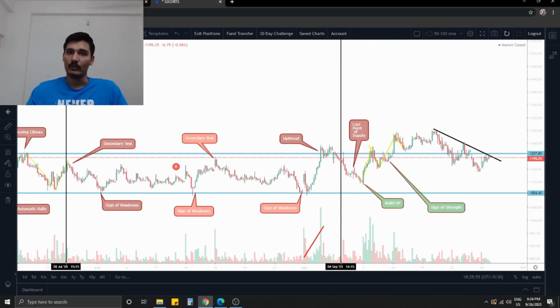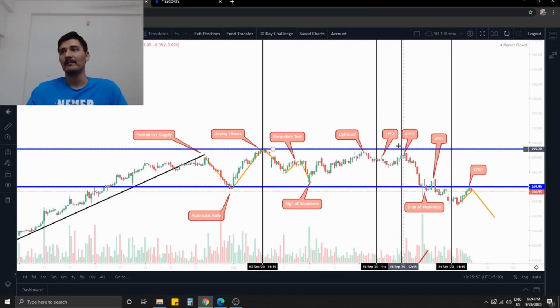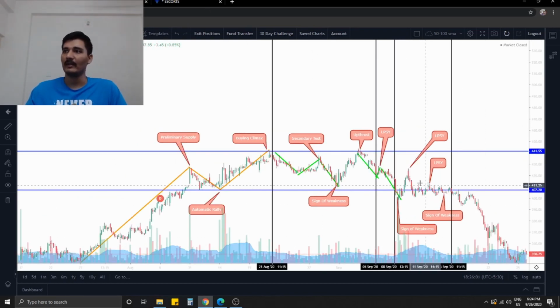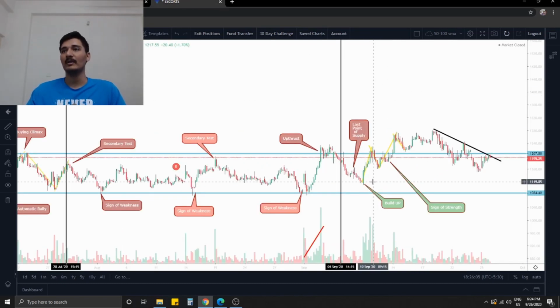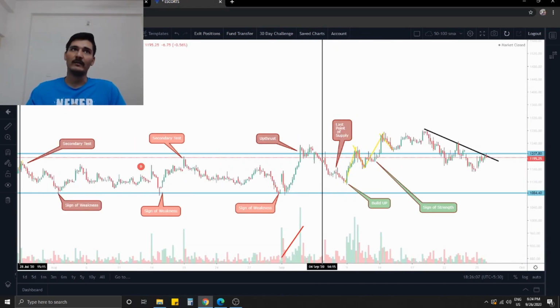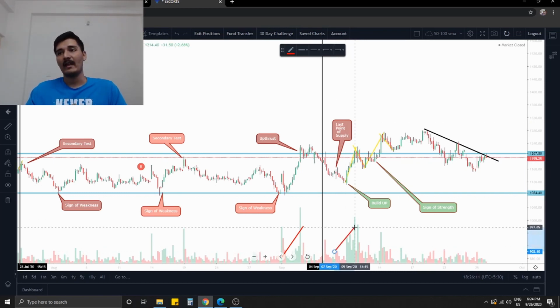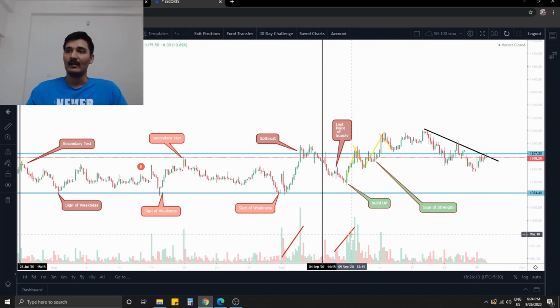After the LPSY was taken out, as you can see in the previous charts, LPSYs are not taken out with an increase in volumes. LPSYs are never taken out with increase in volumes. If they are, then you need to be a bit more cautious. As you can see, if I consider the volume at the last point of supply and then the volume when it was taken out, that is a lot more.